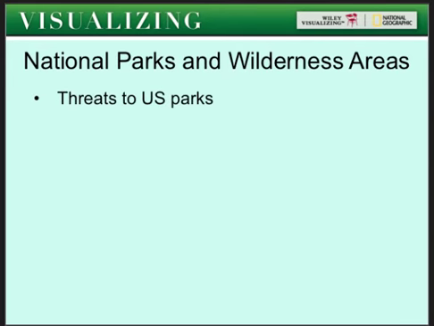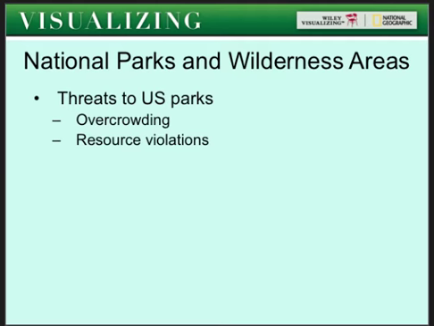One is overcrowding. Also, with this come violent crime, vandalism, litter, traffic jams, pollution of soil, water, and air, and disruption of the ecosystem. There are also resource violations, such as cutting live trees, collecting live plants, minerals, fossils, and defacing historical structures. And there are also imbalances in natural populations.